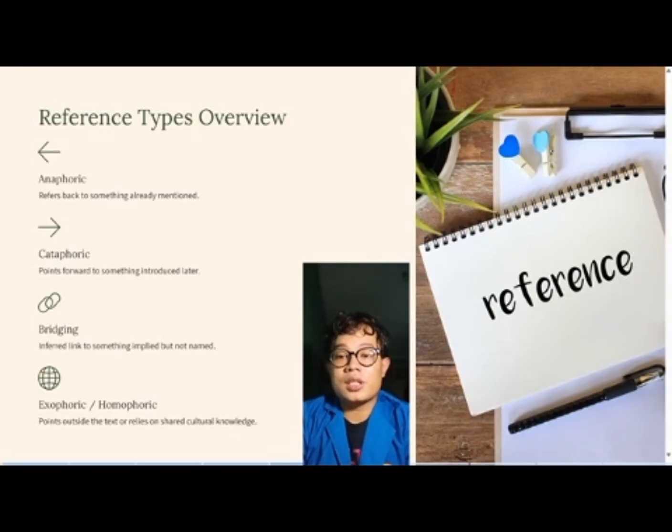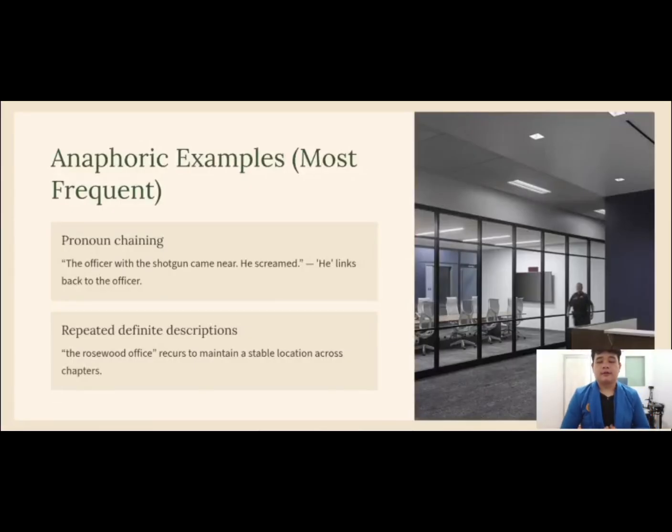Let's start with the most common type encountered, anaphora. Okay, so next slide, let's take a look at some anaphoric examples, which are the most frequent types found in the text. The first type is pronoun chaining. For instance, consider this sentence: the officer with the shotgun came near. He screamed. Here, the pronoun he links directly back to the officer.